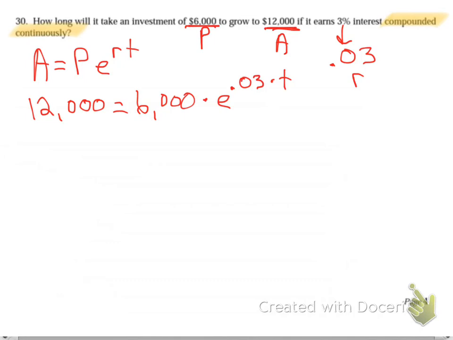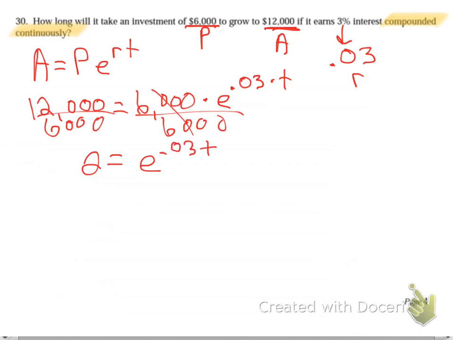So this is an exponential function because my variable is up in the exponent. And once you have these, you want to get whatever's being raised to the variable power alone. So in our case, I need to get e alone. So first I'm going to divide each side by 6,000. And I get 2 equals e to the 0.03t. And the reason you want to get it alone is you can take the log or natural log of each side. Because remember, the inverse of an exponential is a log, and vice versa.